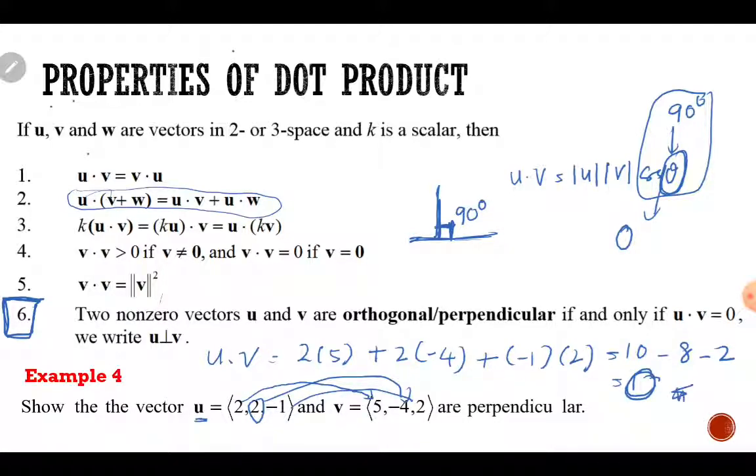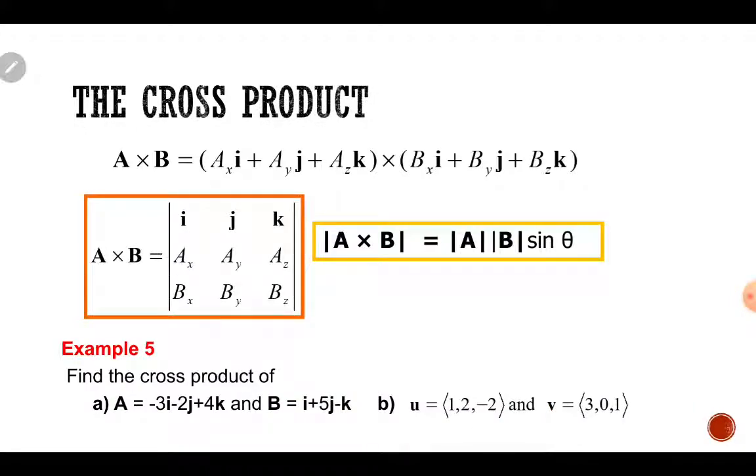Okay, so we have shown here that these two vectors are perpendicular. How? Because its dot product results in 0. Senang kan? Alright. Dan sekarang ni we come to the last part, which is the cross product for today's asynchronous lecture.